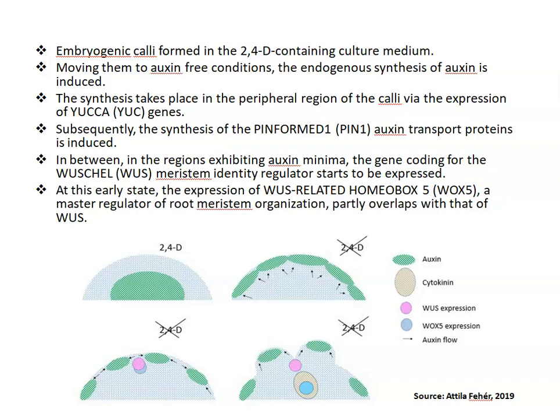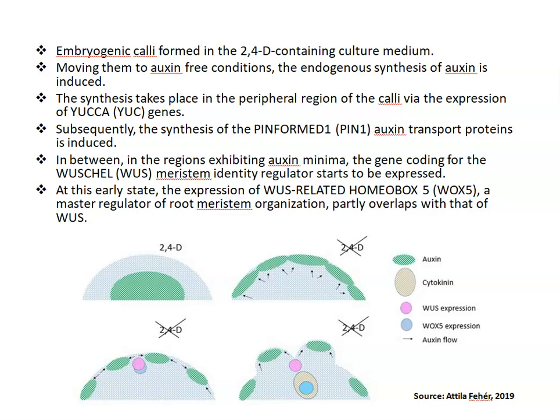So at the next step, cotyledon primordia get organized at the place of auxin maxima on the callus periphery. And at this time, cytokinin accumulation can be detected below the WUS expression domain, and WOX5 expression is confined to this cytokinin-rich region, and the site of WOX5 expression relates with root meristem emergence. In this way, the apical-basal axis of the embryo is established before somatic embryos are even visible.